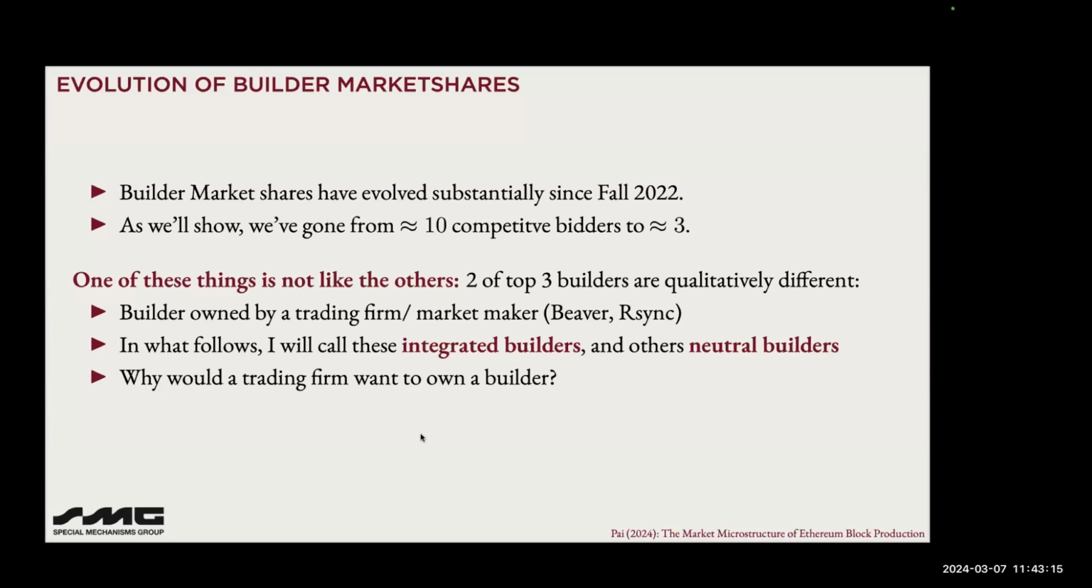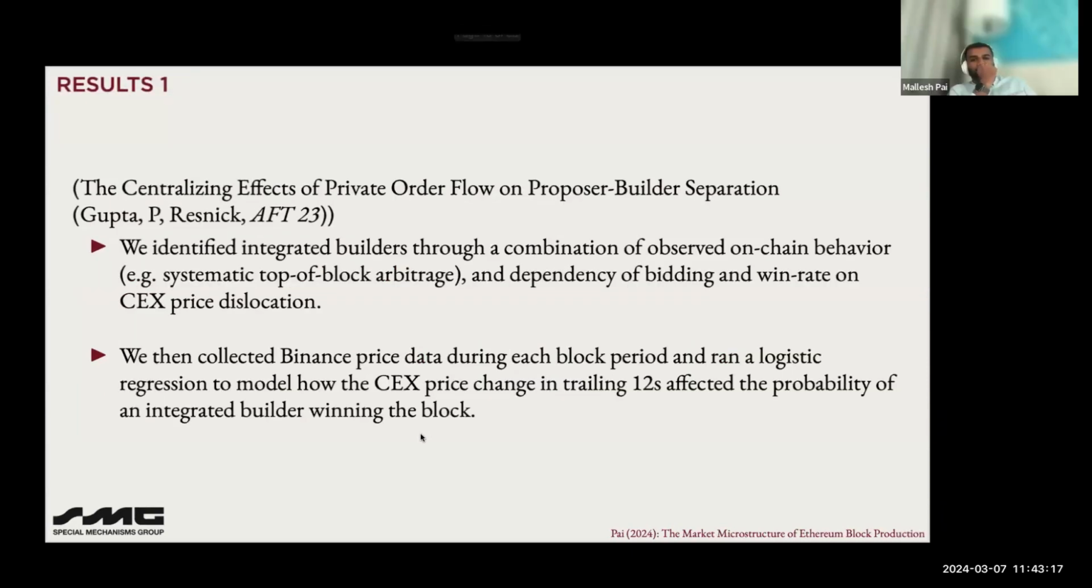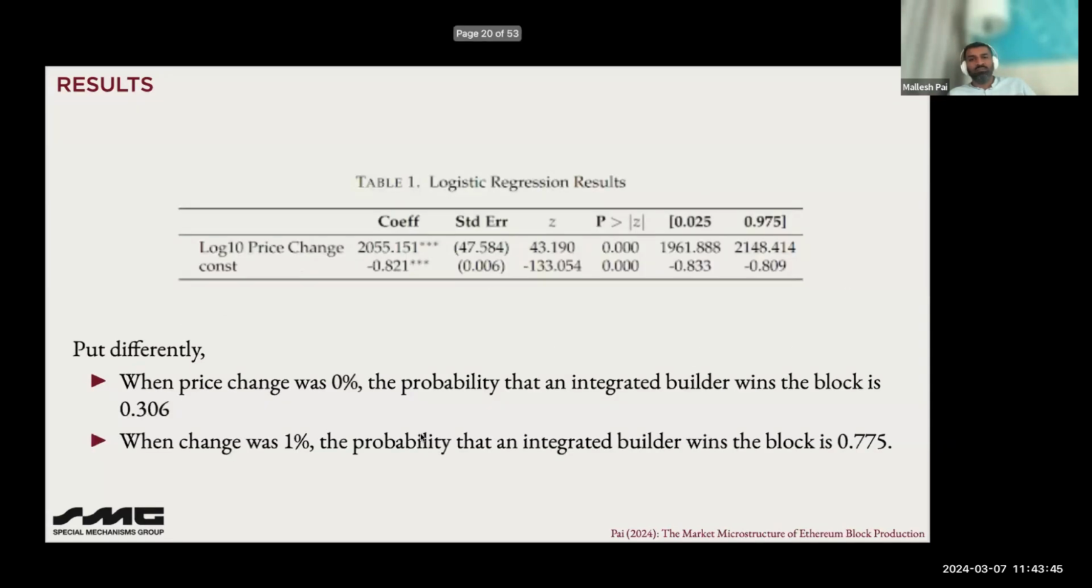Thank you. Okay. So here are the results from the first paper. We identified these integrated builders using the methods we told you above. What we did was collect the Binance price data during each block period. And we measured the realized price change during the last 12 seconds, and saw how that price change affected the probability of an integrated builder winning the block, or the people we identify as integrated builders. So here are the logistic regression results.